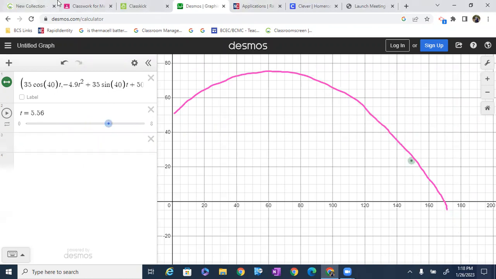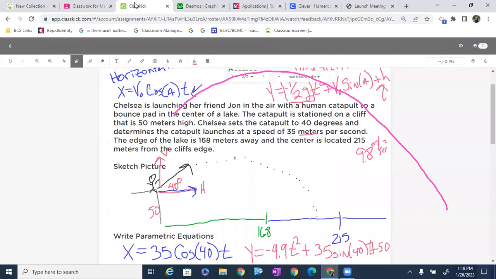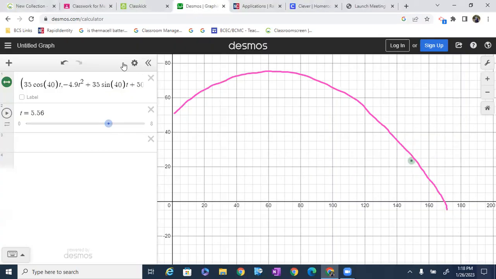And if we remember, the edge of that lake is only 168 meters out there. And if we follow this out, oh my goodness, we have some real issue right here. We have a real close call right here. John may not be making it. So anyways, let's go ahead, and I'm going to add on some other things to this graph just so I can see a little bit better.